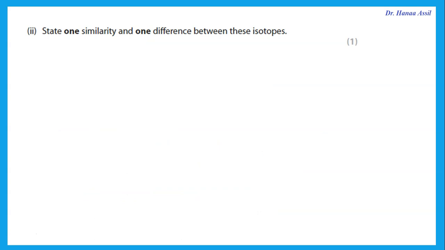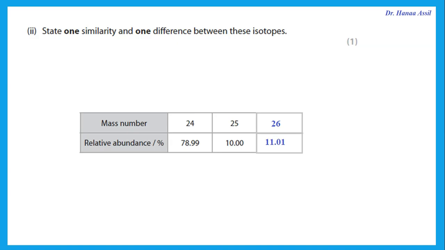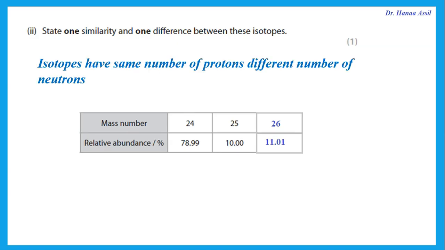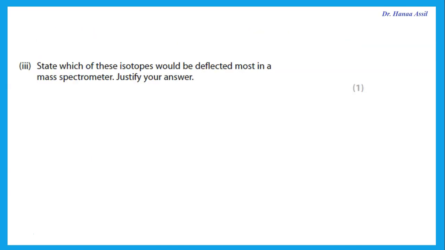State one similarity and one difference between isotopes. What is the similarity and the difference between the isotopes? You should remember that isotopes have the same number of protons, but a different number of neutrons.